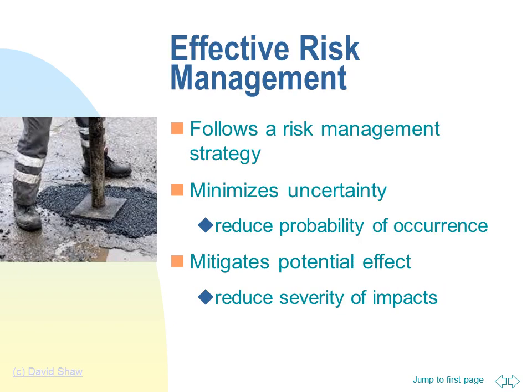Effective risk management follows a risk management strategy like previously mentioned: accept, avoid, mitigate, transfer. The goal is to minimize the uncertainty by reducing the probability that something will occur, and to take steps to mitigate the potential effect in a way that will reduce the impact to an acceptable level if it occurs.